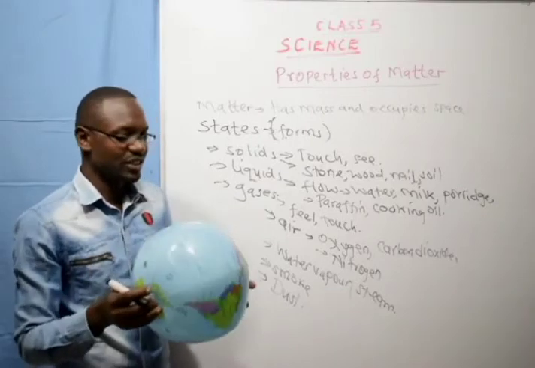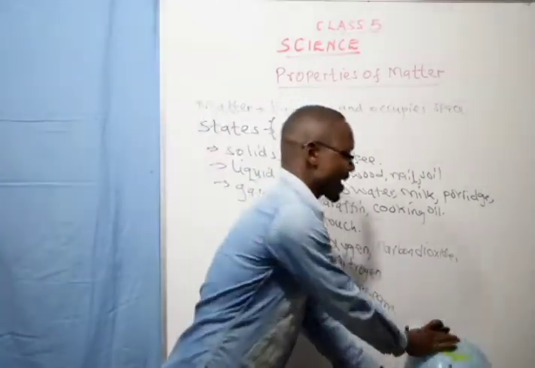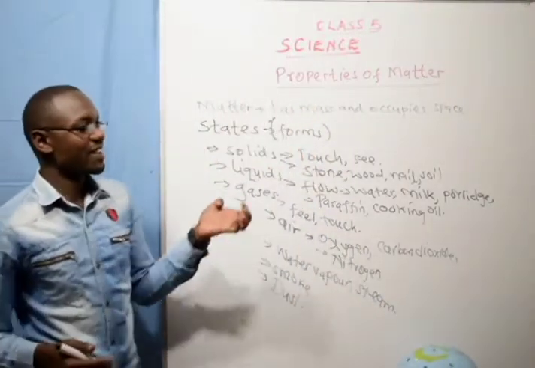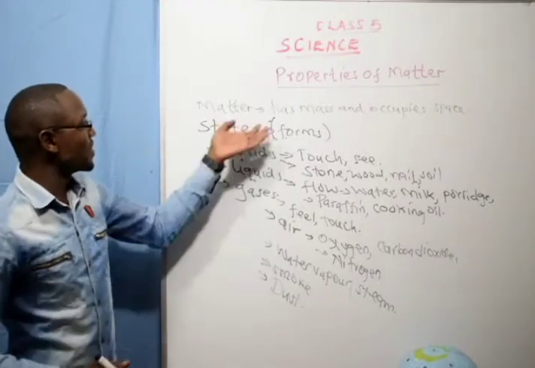There is air enclosed in it. So we can only enclose gases in containers because we have the gas cylinders that we use when cooking at home. Or even the fire extinguishers, they are filled with gases. So those are the three states of matter.